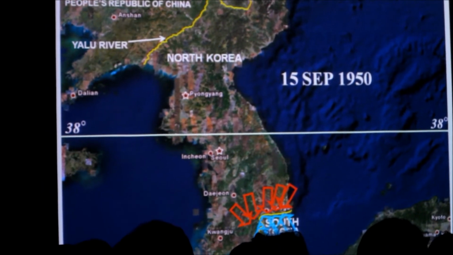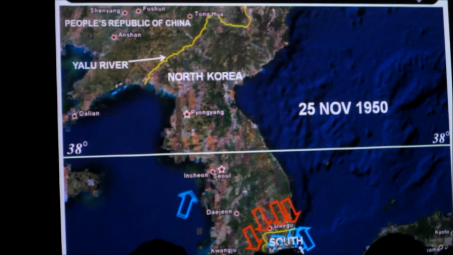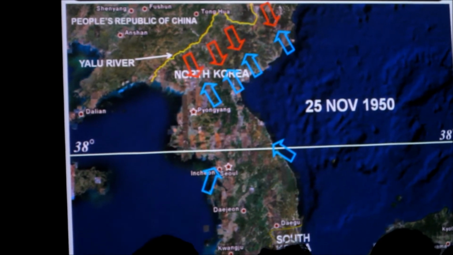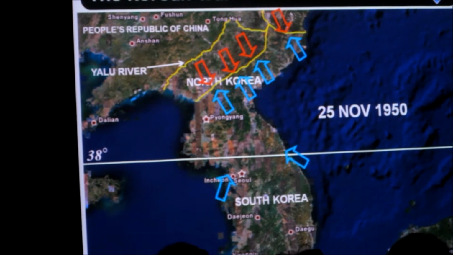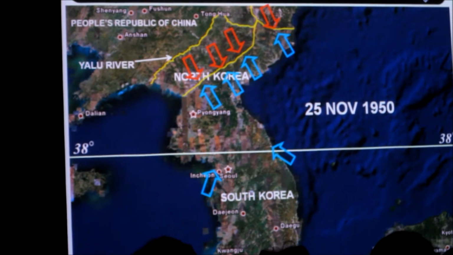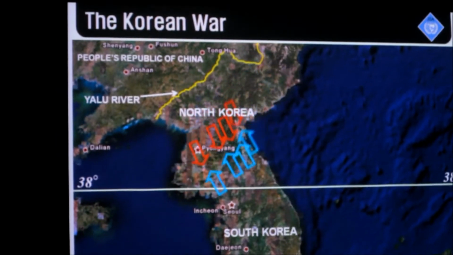Now, over the next 4 months, the United Nations Command conducted the Incheon landing, pushing the North Korean forces back to the Yalu River, the border between North Korea and China, at which point the Chinese army entered the war and aided the North Koreans in their war effort. The war began to stabilize around the 38th parallel.